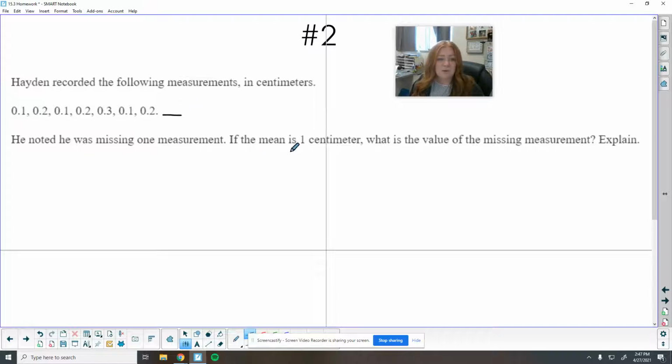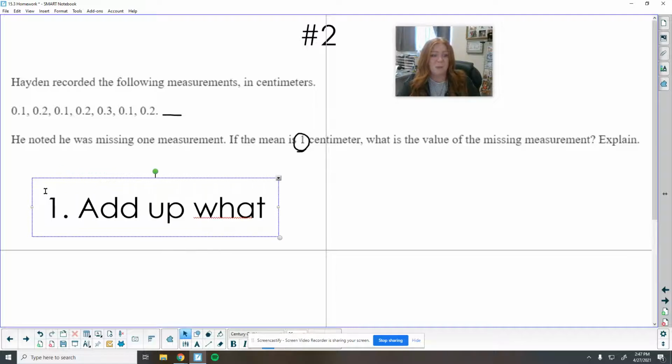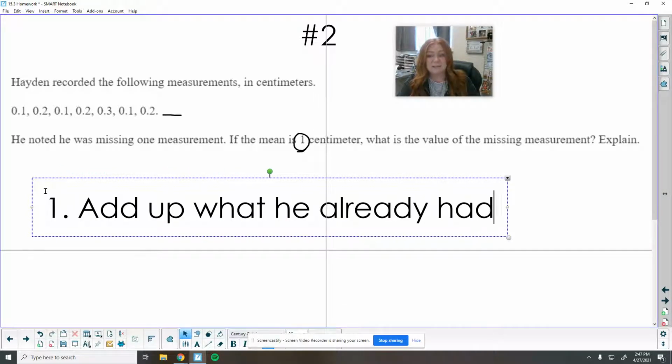So our total mean is 1. So when he adds these all up and divides by how many there are, it equals 1. So what is the value of the missing measurement? I'm going to type these because I'll be a lot faster typing than trying to write with my mouse. So first step, we want to add up what he already has. Line up your decimals, add up all the measurements he has.